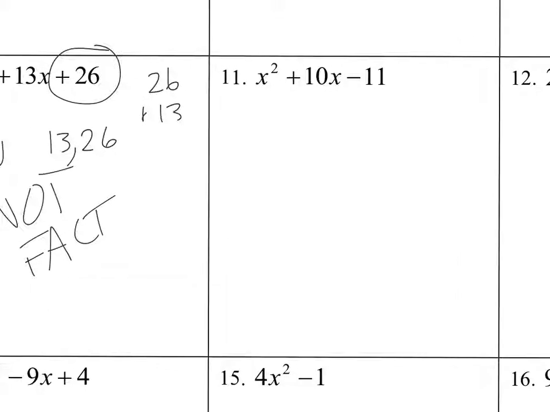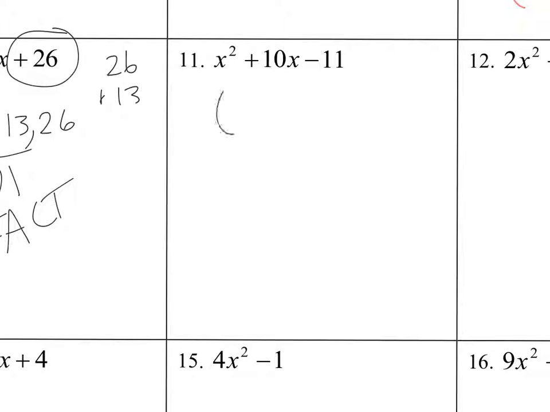Number 11, there's no greatest common factor. So I do factors of negative 11 that add up to positive 10. So it's x plus 11, x minus 10.